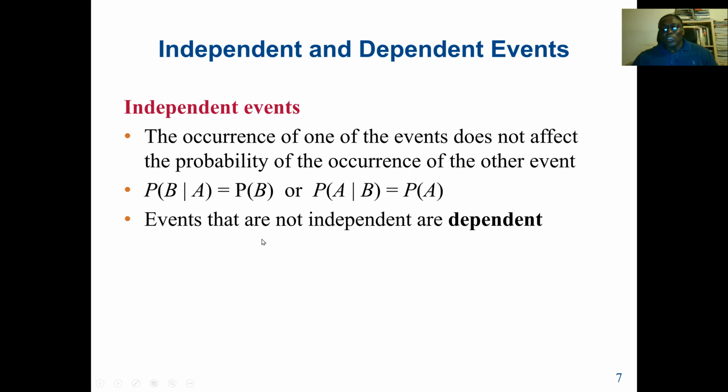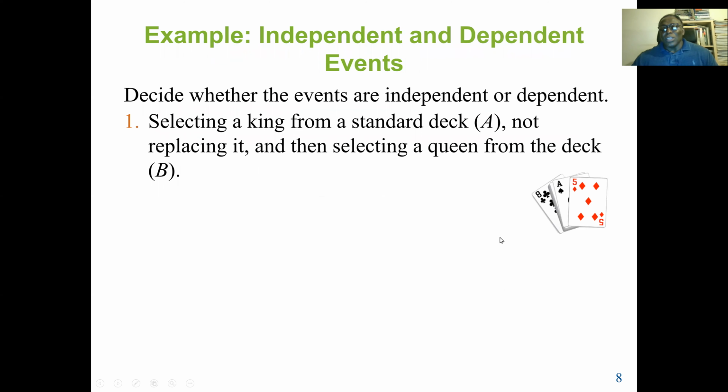So events that are not independent, we call them dependent. Events that are not independent are dependent. So this is what leads us. Dependent events normally lead us to conditional events. So dependent means an event depending on another event or previous event.